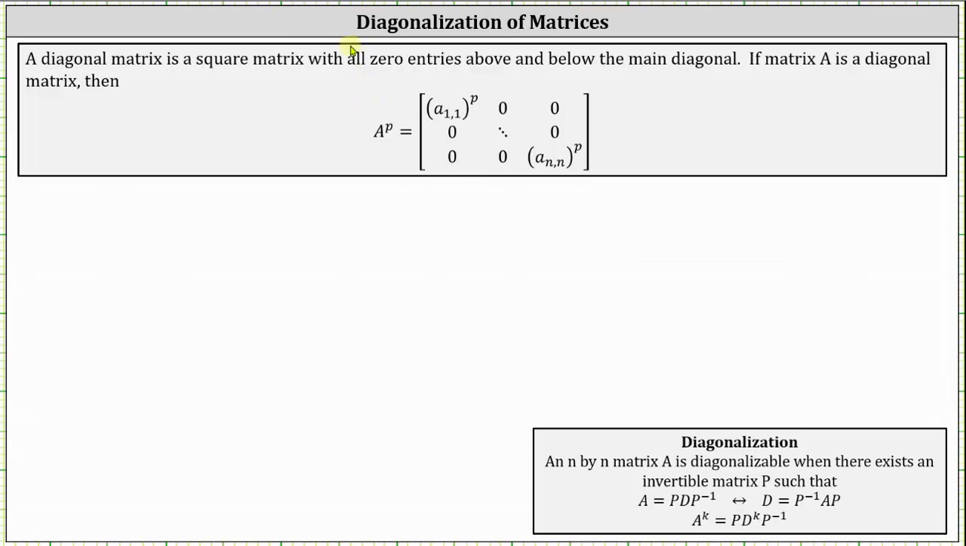Welcome to a lesson on the diagonalization of matrices. Let's first define a diagonal matrix. A diagonal matrix is a square matrix with all zero entries above and below the main diagonal.